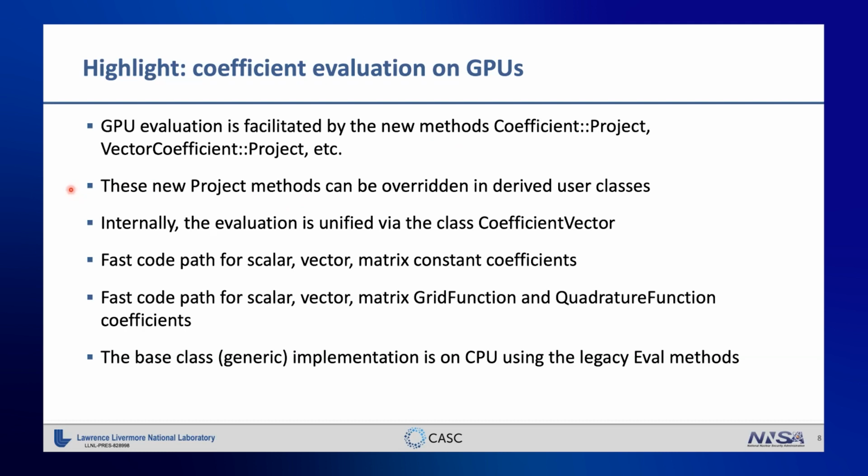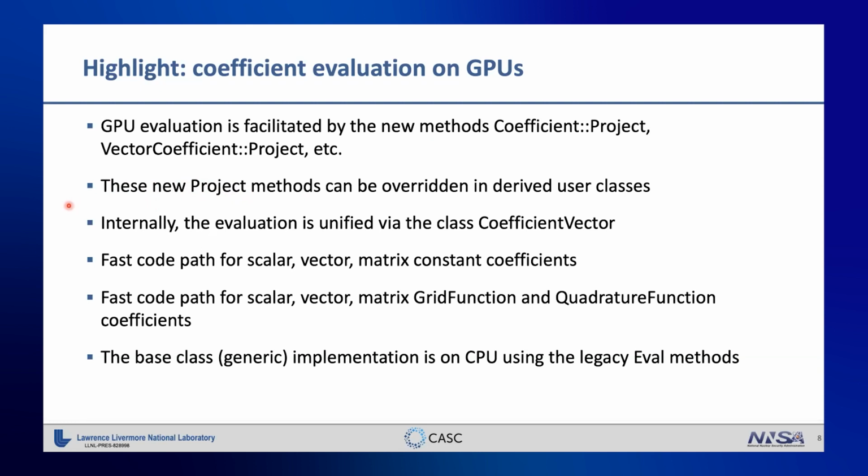And as I said, the idea is user-derived classes can basically override the project methods to provide their own GPU implementation or even a CPU implementation that's faster than calling the eval method for every quadrature point.